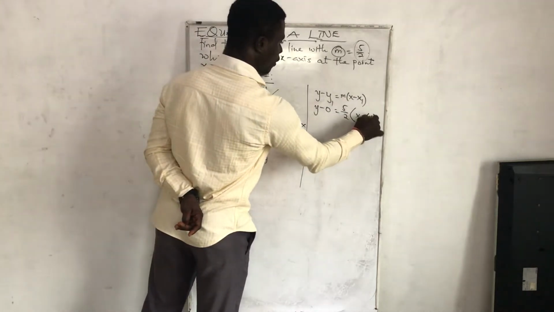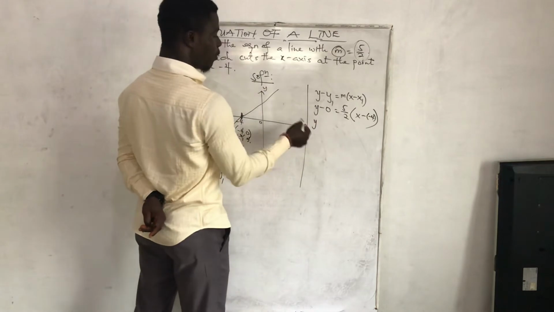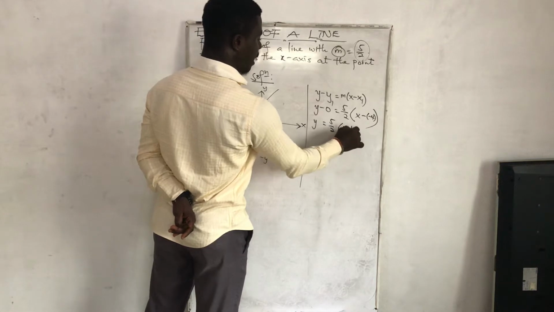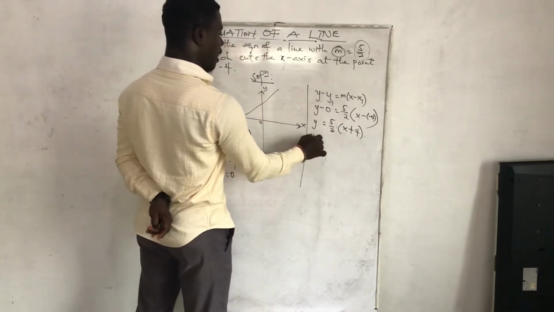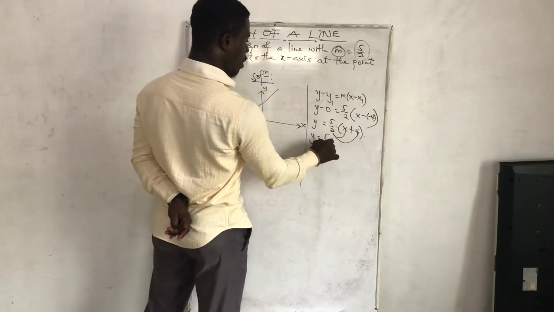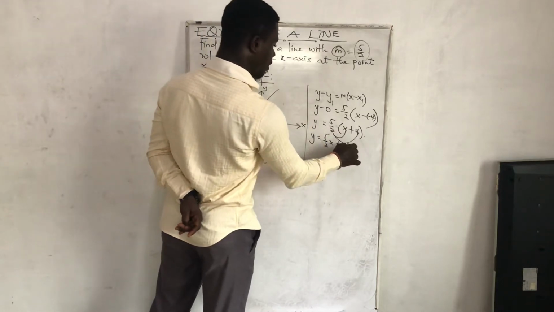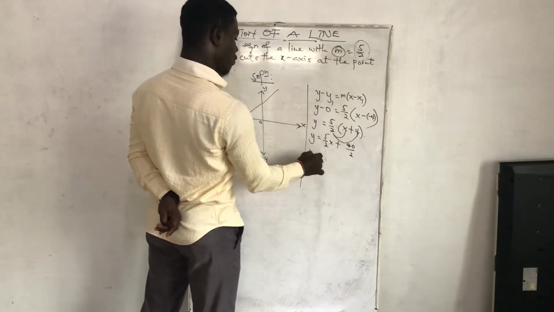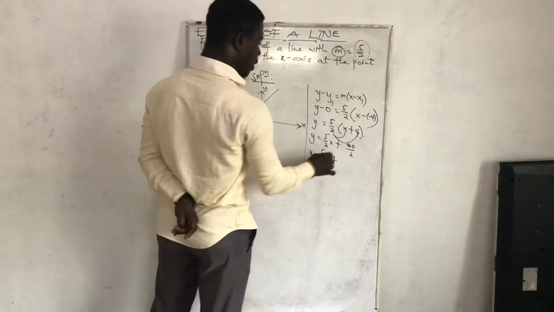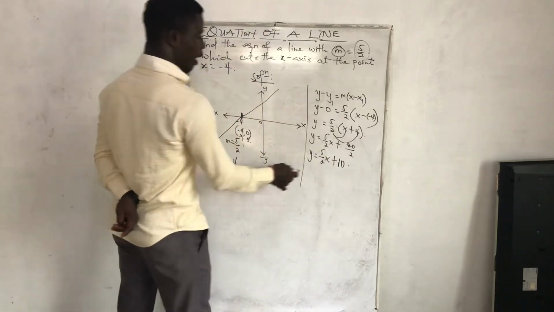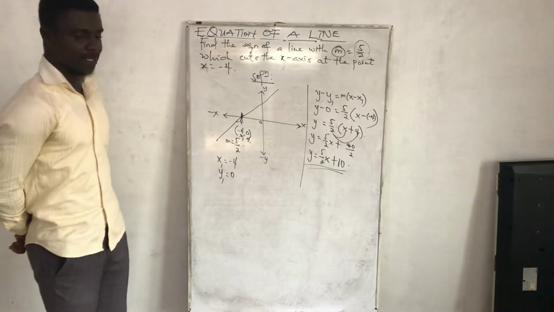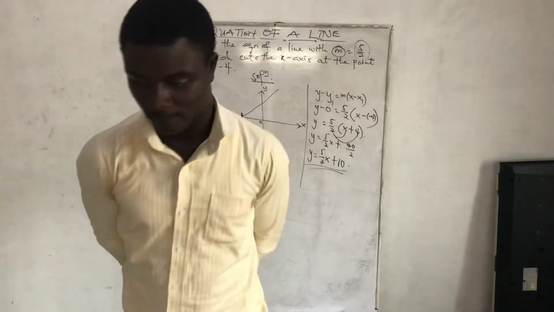So I have y minus 0, which is the same thing as y, equals 5 on 2 times x plus 4. Now I multiply through by 5 on 2, so I get y equals 5 on 2x plus 5 times 4, which is 20 on 2. Then 2 divides 20, which is 10. So I get the equation of the line: y equals 5 on 2x plus 10. So kindly watch it carefully.